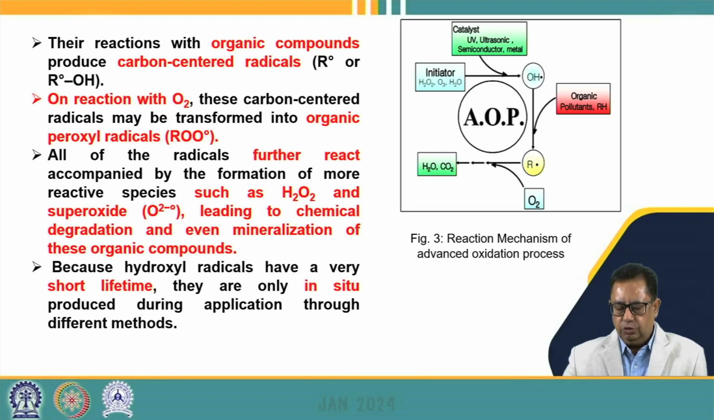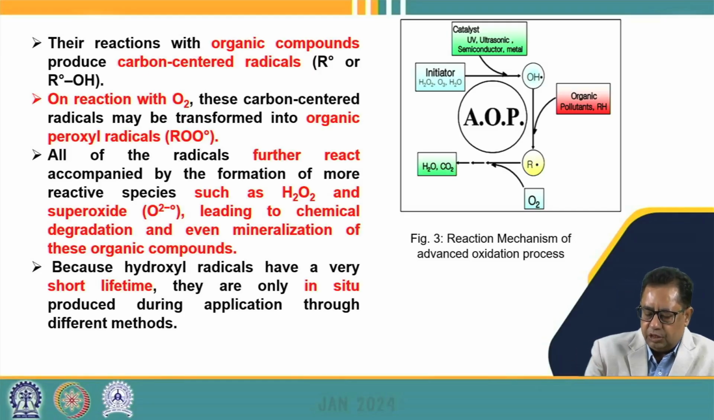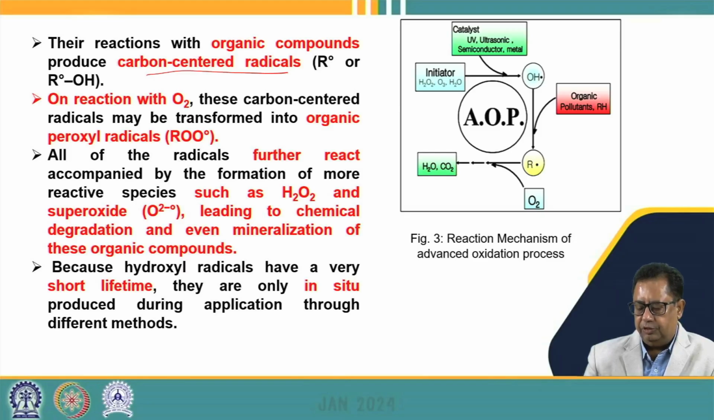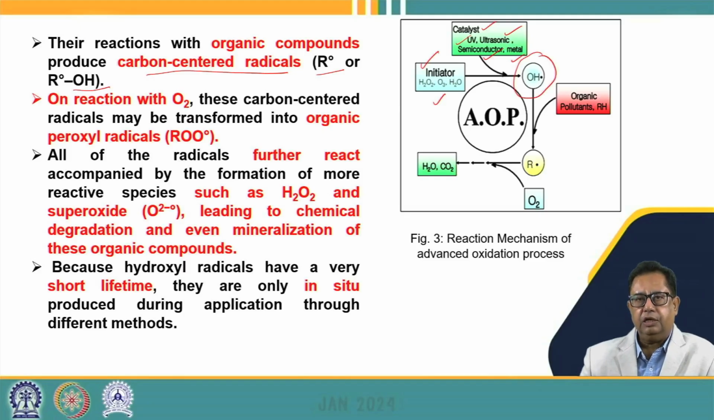So when we talk of the reactions of organic compounds, they produce carbon-centered radicals, for example R dot radical or R dot OH radical. When initiators like H2O2, ozone or water are present, then in the presence of certain catalysts, UV, ultrasonics, semiconductors or metals, it can lead to the generation of dot OH radicals. We will discuss the different types of reactions in the coming class.